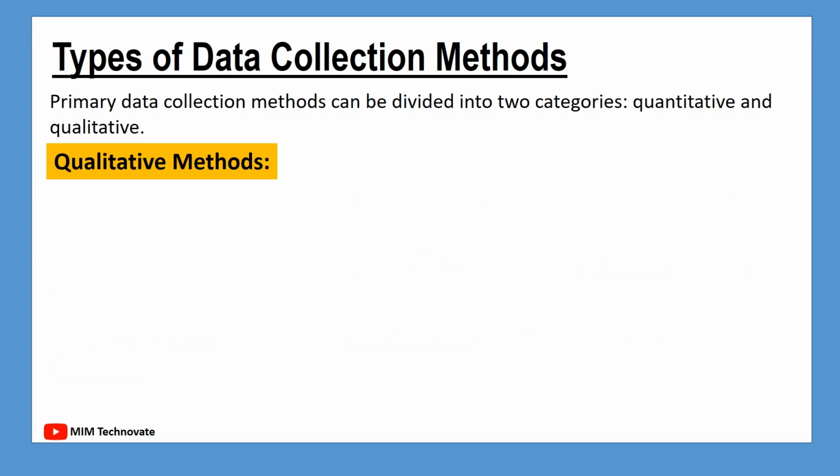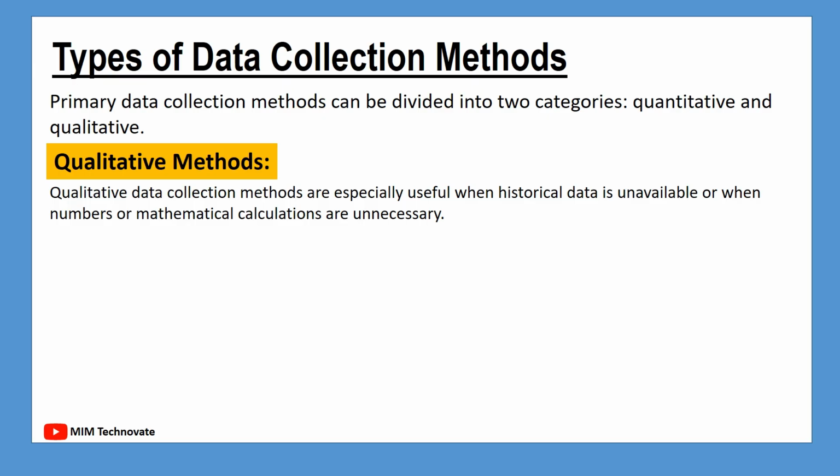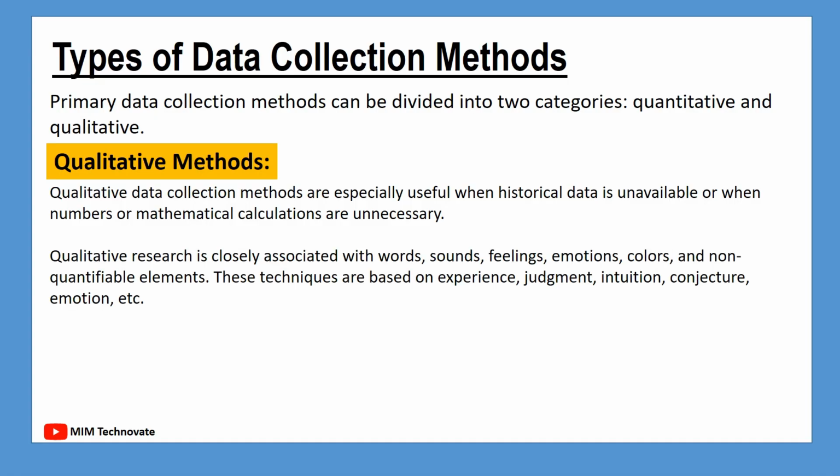Qualitative methods. Qualitative data collection methods are especially useful when historical data is unavailable or when numbers or mathematical calculations are unnecessary. Qualitative research is closely associated with words, sounds, feelings, emotions, colors, and non-quantifiable elements. These techniques are based on experience, judgment, intuition, conjecture, emotion, etc.